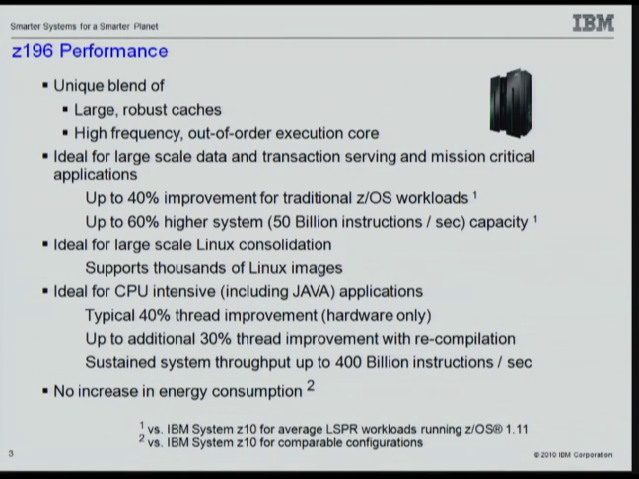We're really proud of the improvements we've made in traditional workloads and z/OS workloads. We get up to a 40% improvement relative to the previous generation, and we achieve 60% higher system throughput. In addition, these systems are now being utilized with these IFLs for large-scale Linux consolidation. We support thousands of Linux machines. And the most amazing thing of all in my mind is this is a leading-edge, high-performance CPU-intensive core. We've achieved at constant code a 40% thread improvement, which is unheard of. Additionally, we achieve another 20 to 30% improvement through recompilation. We have workloads running on our systems today with a sustained throughput of 400 billion instructions. And all this was done with no net increase in energy consumption relative to the prior Z10 system.